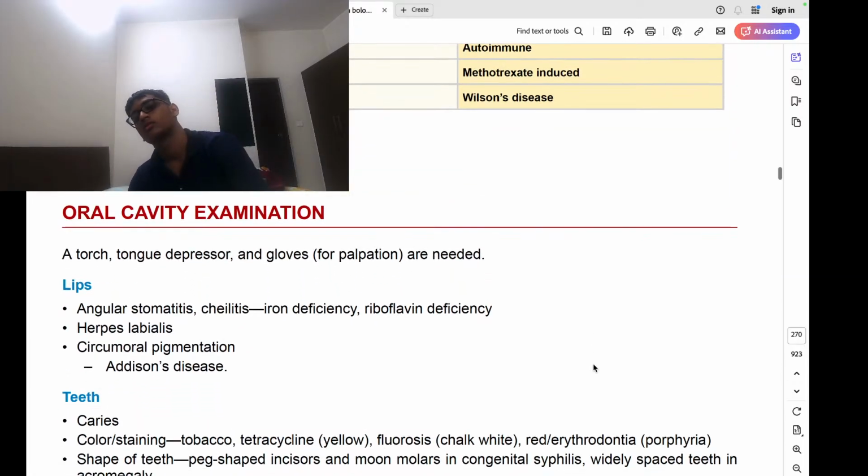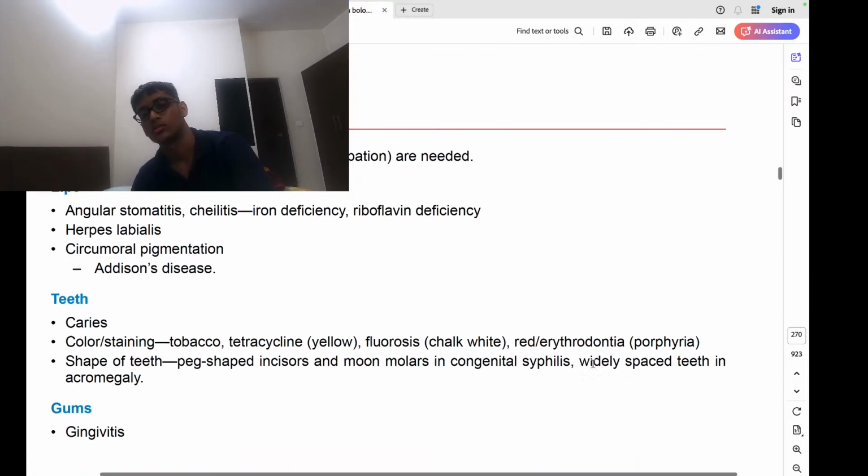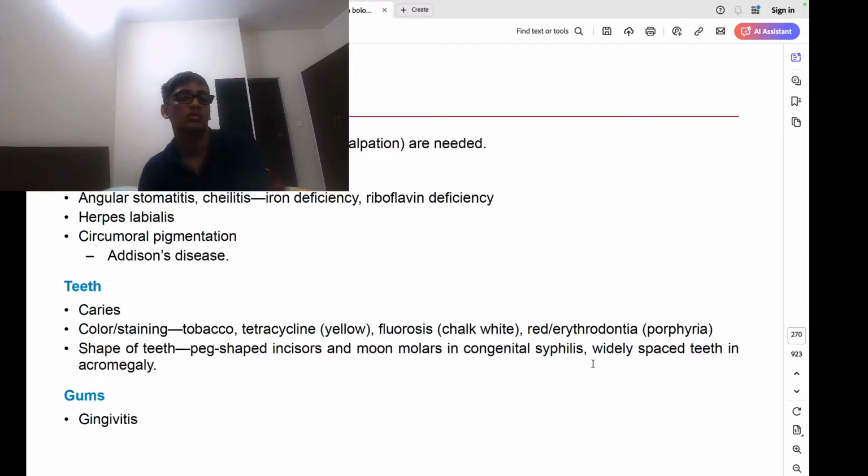Signs of chronic alcoholism are parotid swelling and Dupuytren's contractures. Oral cavity examination: lips. You have angular stomatitis and cheilitis, which is iron deficiency and riboflavin deficiency. Herpes labialis can be seen, and circumoral pigmentation is Addison's disease.